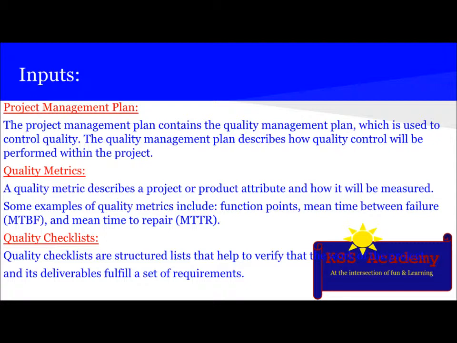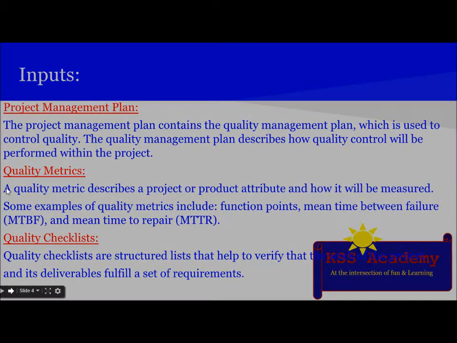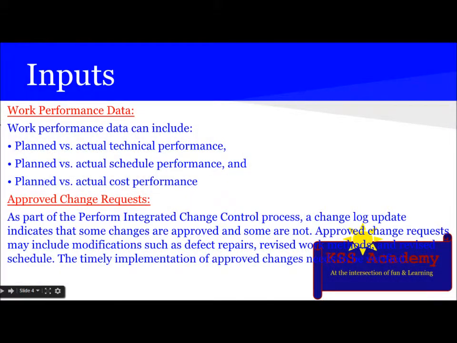The next input is quality checklists. Quality checklists are structured lists that help to verify that the work of the project and its deliverables fulfill a set of requirements. The next input is work performance data. Work performance data include planned versus actual technical performance, planned versus actual schedule performance, and planned versus actual cost performance.